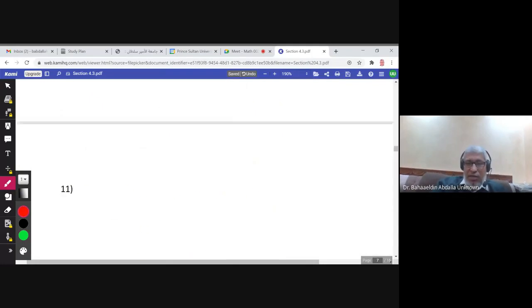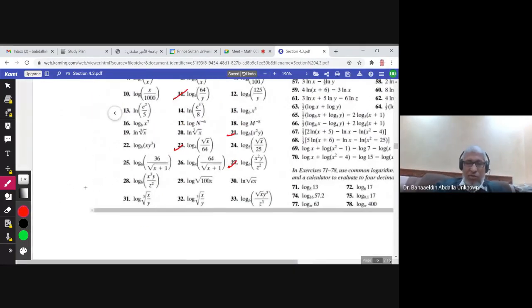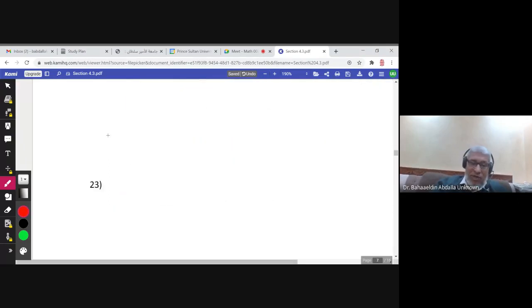31 and 33, I solved a question similar to 30 to 31. Well, it is not similar. So let us do it. Let us do one of these. I will do 31. Okay, log cube root of x over y, to the base b.